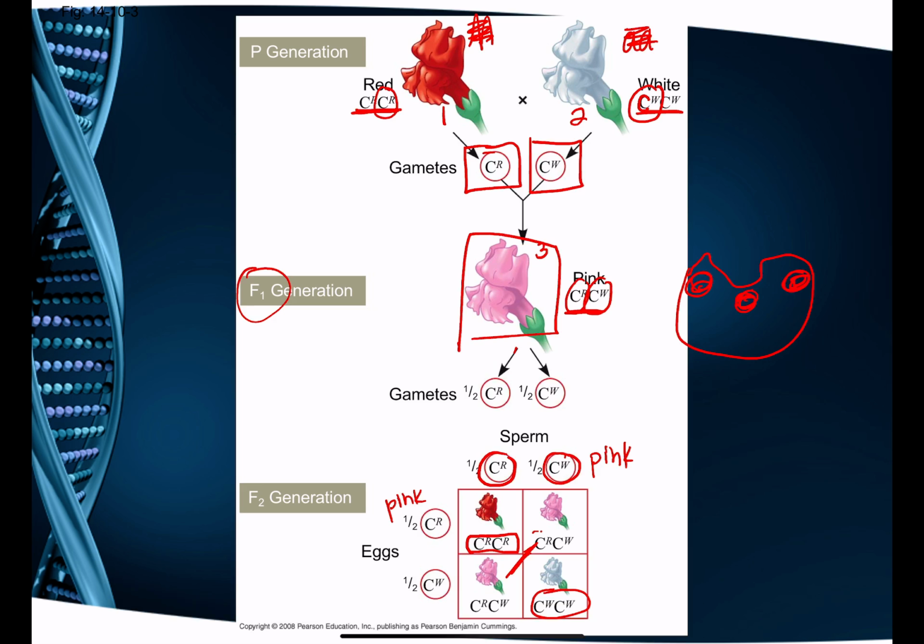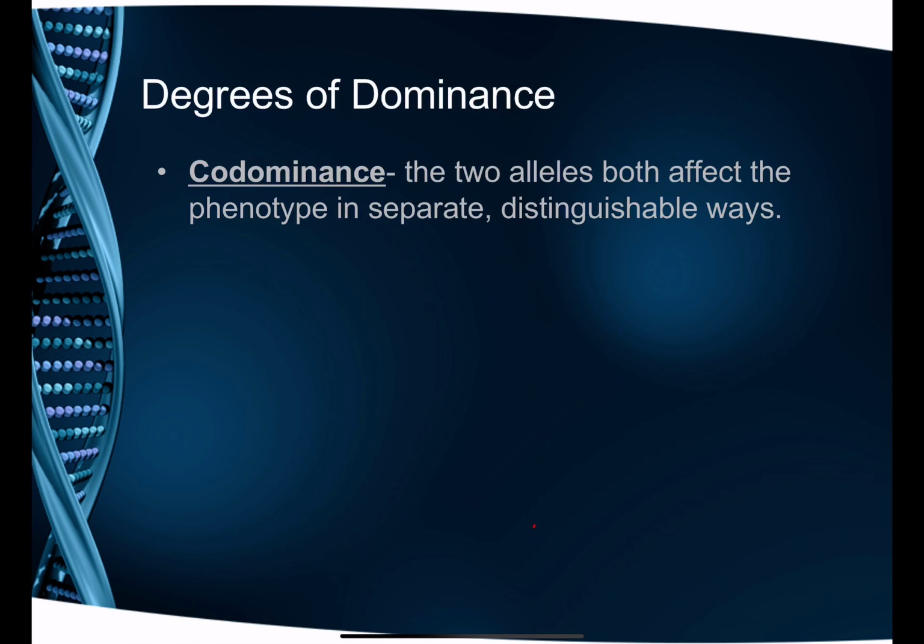You see flowers like this in the nursery sometimes in the spring. You'll have white with maybe pink stripes in them, or purple on the outside and kind of yellow in the middle. Those would be codominant traits, okay? You see both phenotypes separately. That is codominance, okay?